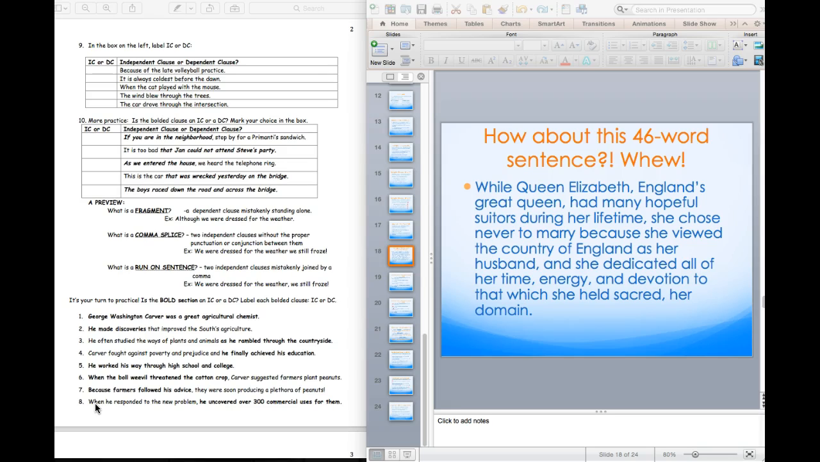While Queen Elizabeth, England's great queen, had many hopeful suitors during her lifetime, she chose never to marry because she viewed the country of England as her husband, and she dedicated all of her time, energy, and devotion to that which she held sacred, her domain.